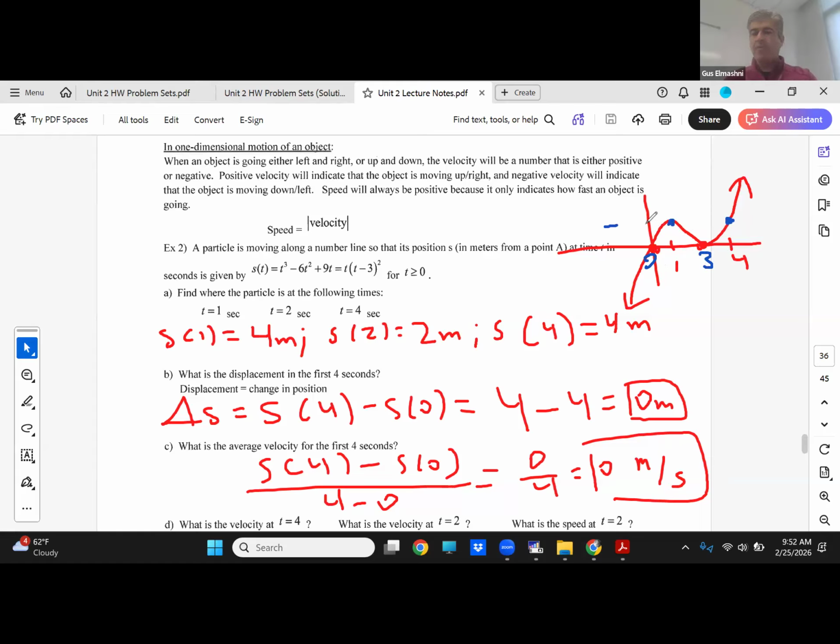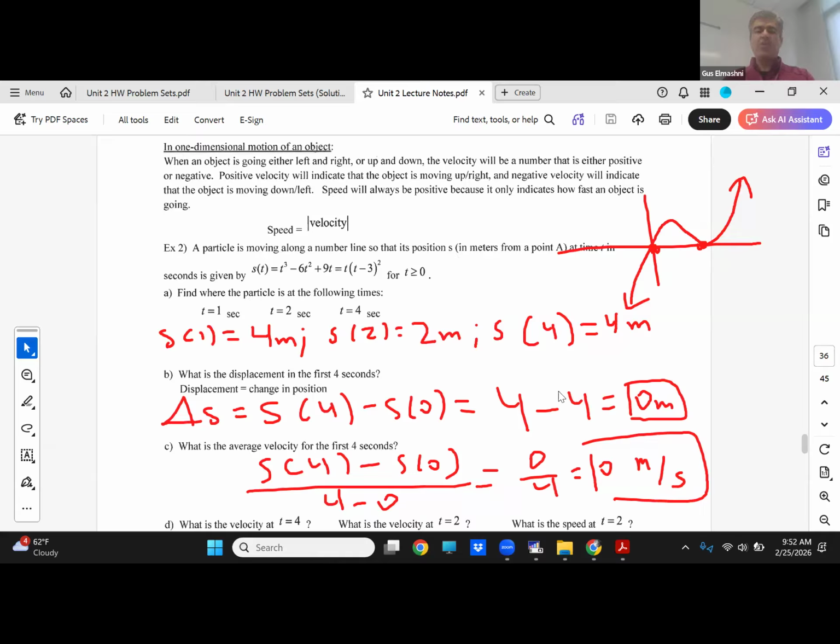So if I find the average velocity from 1 to... oh, wait one sec. Okay. Do you guys see what I did wrong? I did something terribly, terribly wrong.